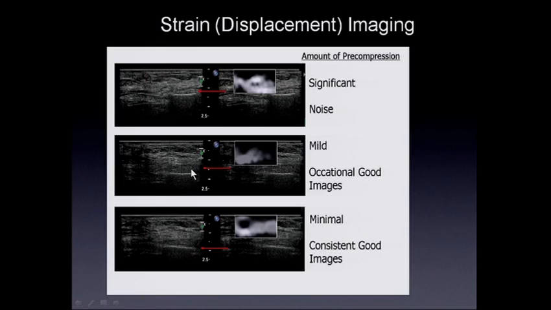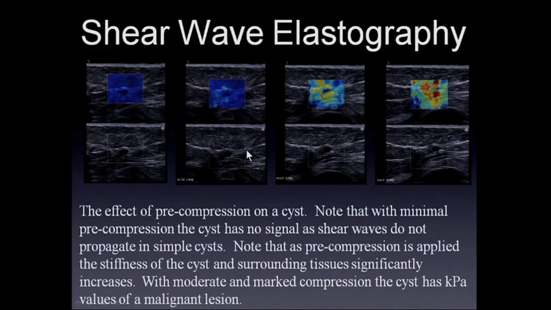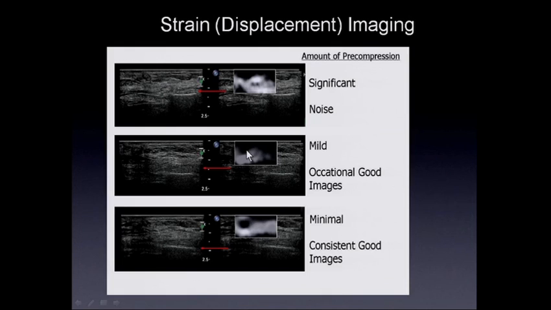Here, if we're at about 1.7 centimeters in depth and we're applying mild pre-compression, we don't get quite as good an elastogram. What we notice on the frame-to-frame differences is that we get some good images and then some that are bad. And if we apply significant pre-compression here, at about 1.3 centimeters in depth, all we get is noise and we really cannot get a good elastogram.